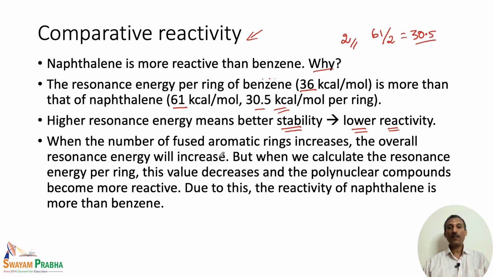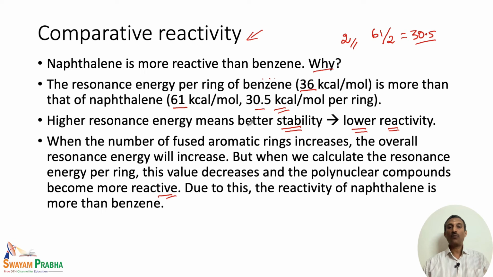So as we can say, when we calculate the resonance energy per ring, the value decreases as the number of rings in polynuclear compounds becomes more. In other words, those compounds are going to be more reactive. So the resonance energy per benzene ring decides how reactive they are going to be. Any structure with less resonance energy is going to be more reactive. This is what we can also understand from the Clar and Fries structures.